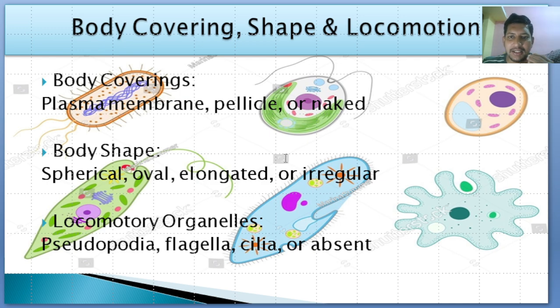See, for example, the body of these protozoans, as you can see in the image in the background, there are different examples of protozoans. Okay, see, their body is covered by plasma membrane called pellicle. Okay, so their body is covered by plasma membrane or pellicle, or in some cases the body is naked. It means the single cell is not covered by plasma membrane. And if you look at the body shape, these protozoans have varieties of shape. Say for example, some are spherical, oval, elongated or irregular in shape.